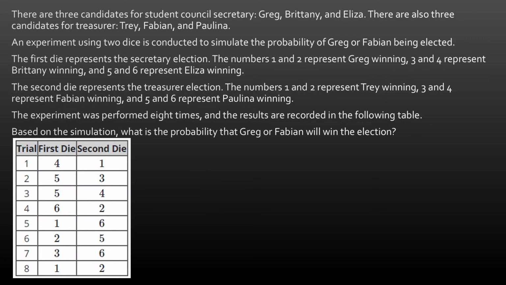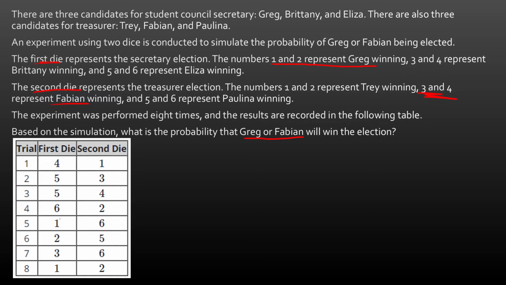Our next question. So essentially there are 3 candidates running for student council, Greg, Brittany, and Eliza. And then there are 3 candidates for treasurer, so Trey, Fabian, and Paulina. I'm going to skip down to where it's asking our question. And the question here says, what's the probability of Greg or Fabian winning the election? Okay. And if I read up here, the first dice, 1 and 2 represents Greg. And then on the second dice, a 3 and 4 represent Fabian.